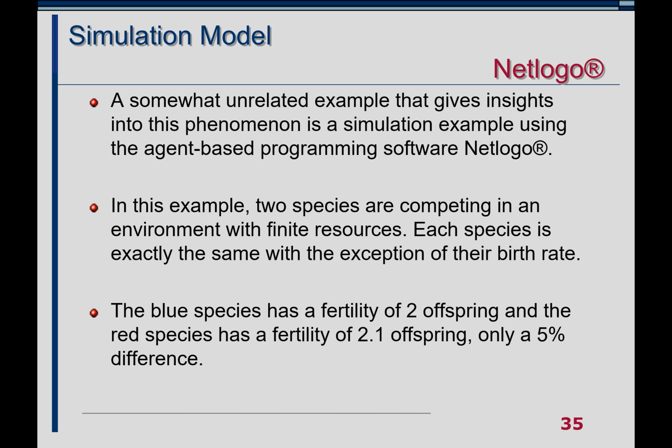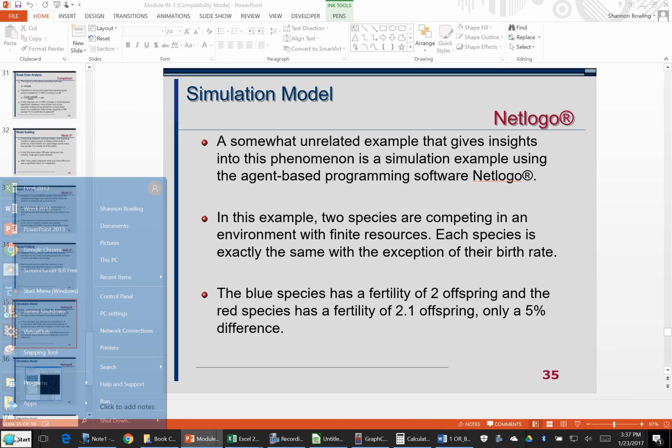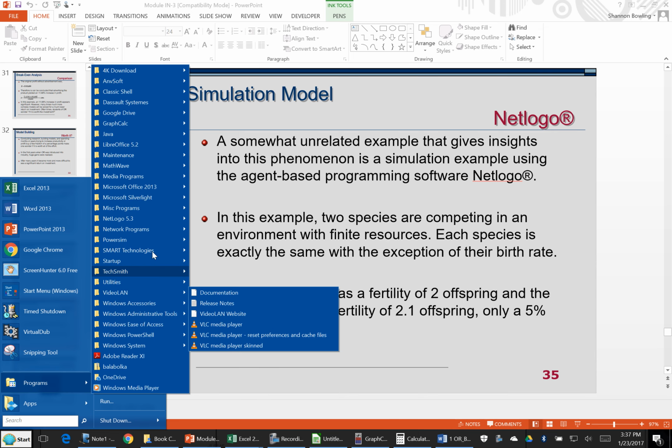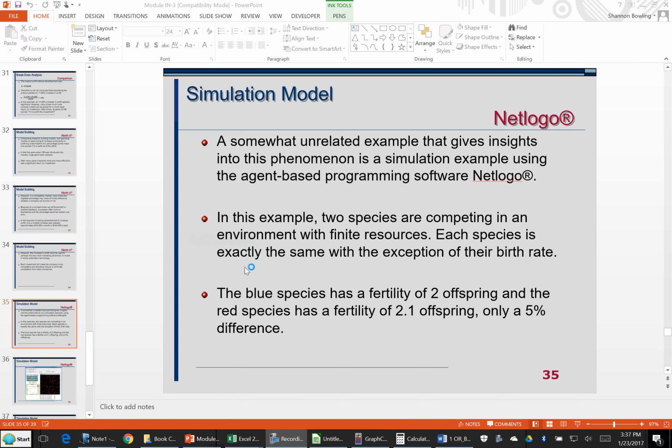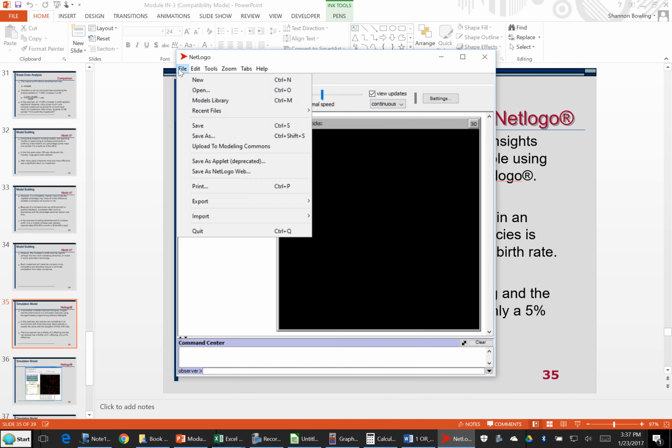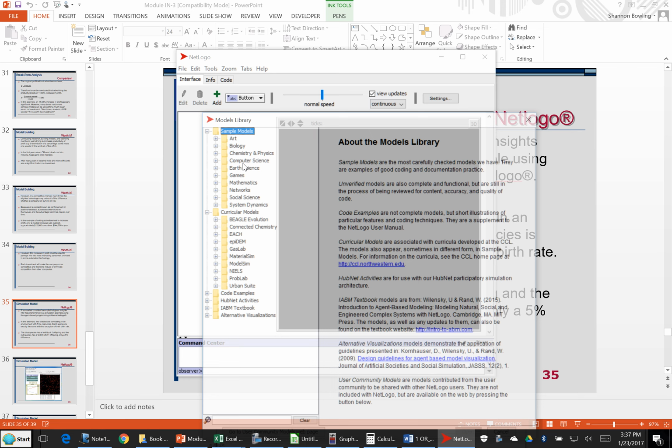So a somewhat unrelated example that gives insight into this phenomenon is a simulation that I like to talk about. Let's take a quick look at this. You may have seen this before, but I always like to show it because this really demonstrates what happens in a free market economy. This is just an agent-based model. You don't have to know anything about any of the details.